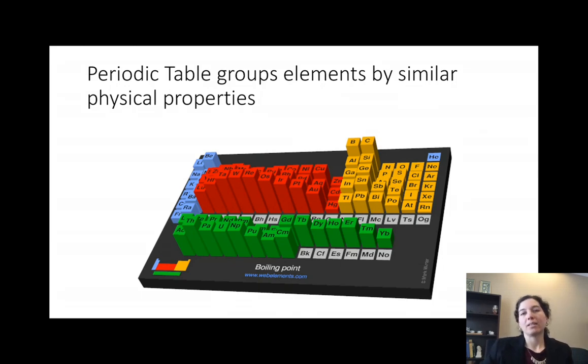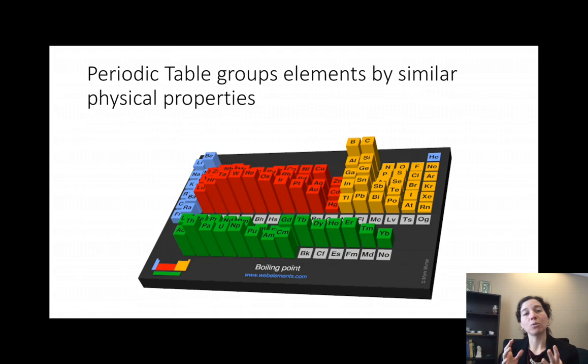So if you remember, I had said that the periodic table was designed to group elements by their chemical and physical properties. So now that we know what chemical and physical properties are, let's look at some of these and their orientation on the periodic table. So boiling point, this is a nice chart that shows how high the boiling point is of different substances on the chart. And you'll notice that most of the substances in red have higher boiling points than all of the other substances on the periodic table.